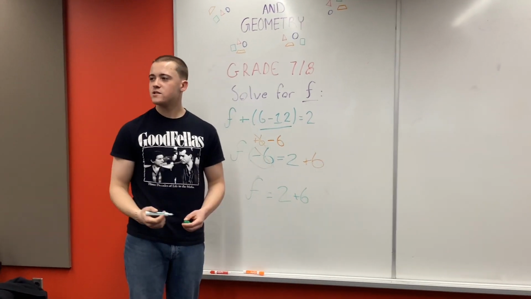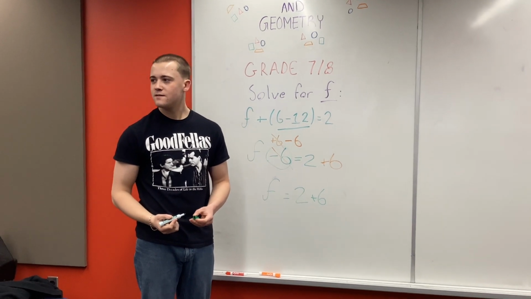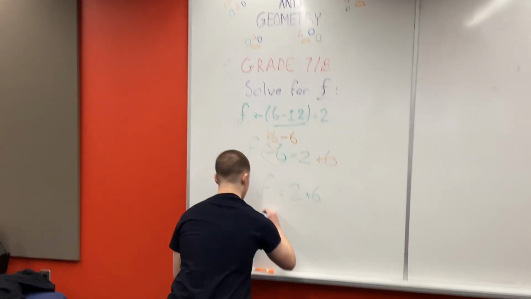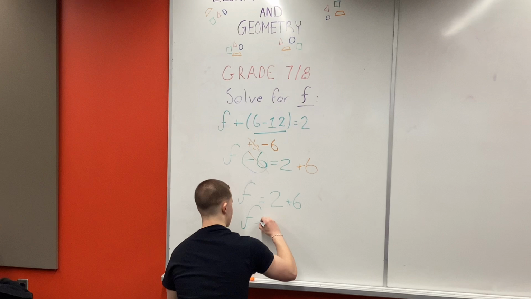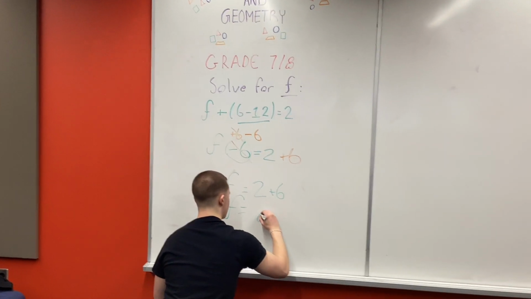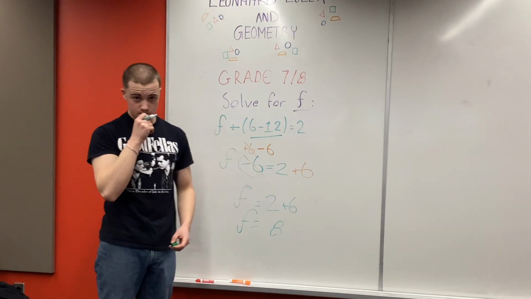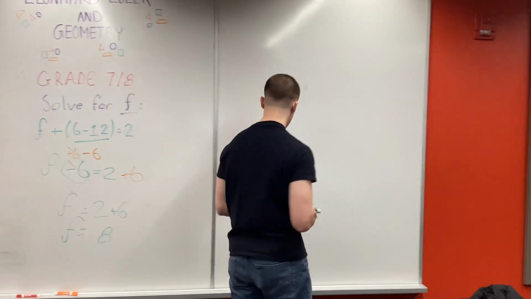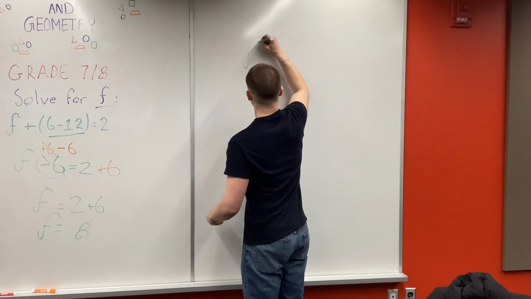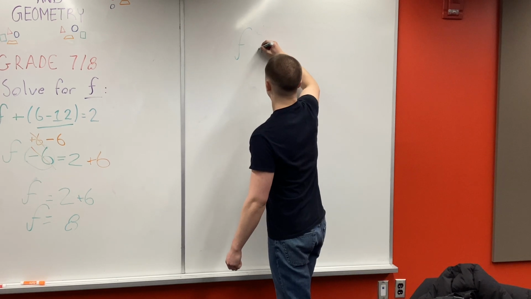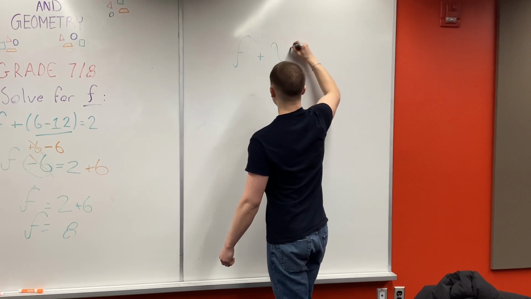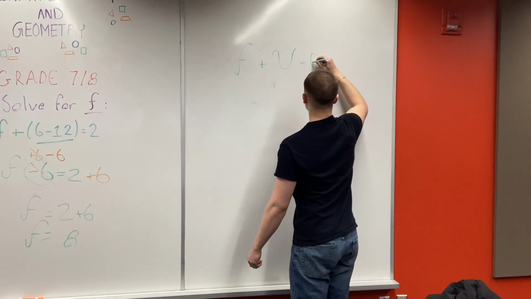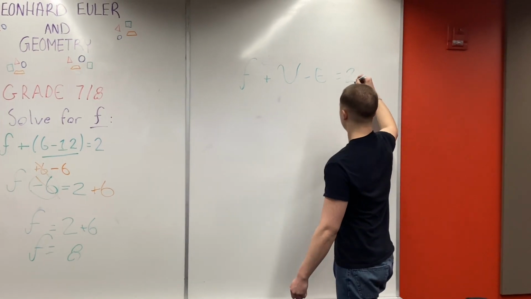Now, what is 2 plus 6, guys? 8. F equals 8. But now, we have to check if this is correct. Now, using Euler's formula, F plus V minus E equals 2.